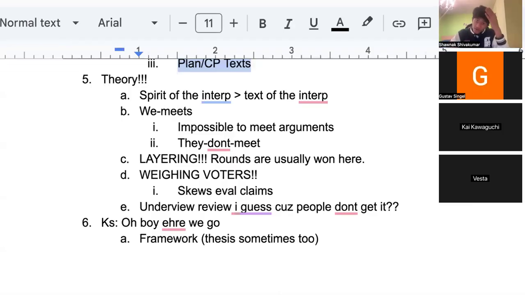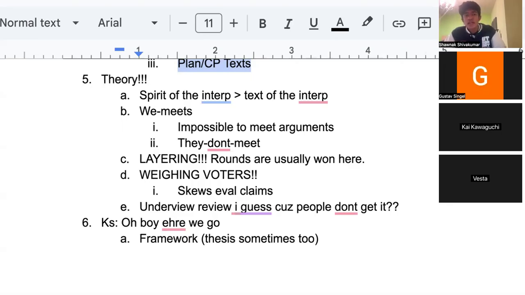I went over theory pretty detailed last time. The only thing I didn't cover was spirit over text. Spirit is what the spirit generally of the interp is, like what you think it means reasonably as a human. Text is what it actually says. It's kind of like the loose versus strict interpretation of the Constitution.